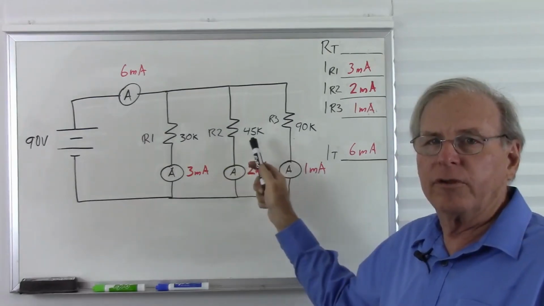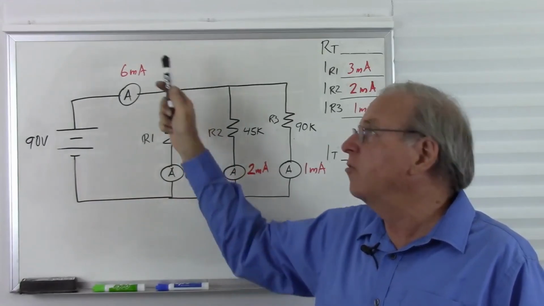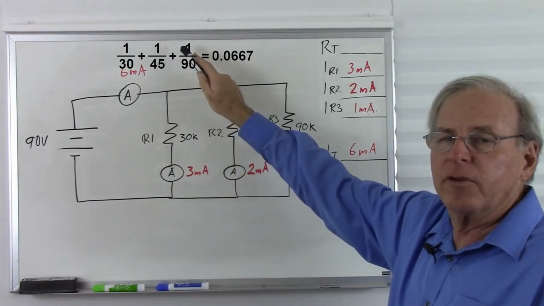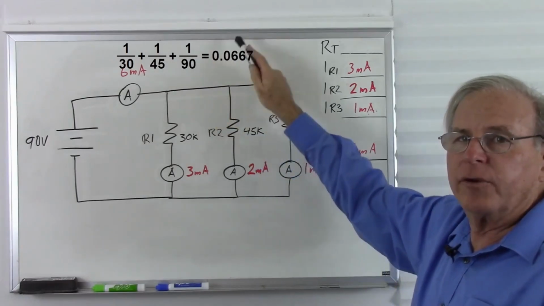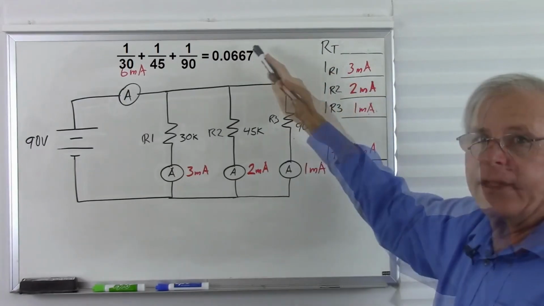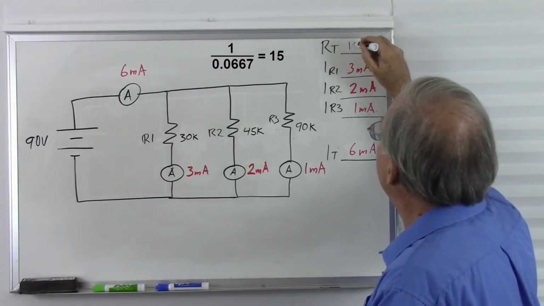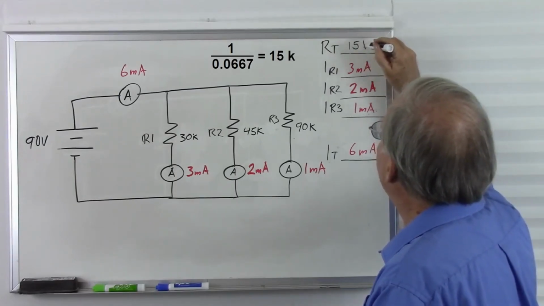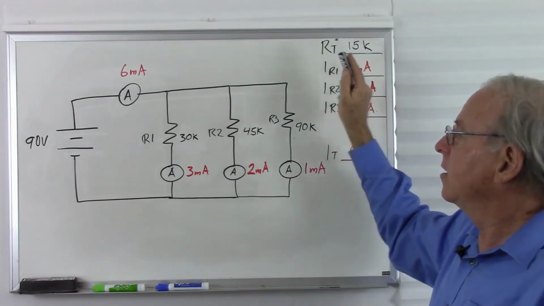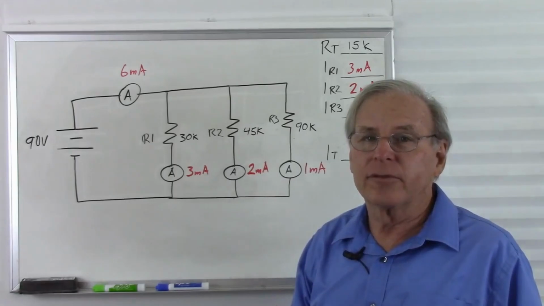Let's calculate the total resistance and confirm that 90 volts divided by that resistance will give us 6 milliamps. So we have the reciprocal of 30 plus the reciprocal of 45 plus the reciprocal of 90. Add those together, take the reciprocal of that, and we get 15 K for our total resistance. 15 K dividing into 90 volts gives us 6 milliamps.